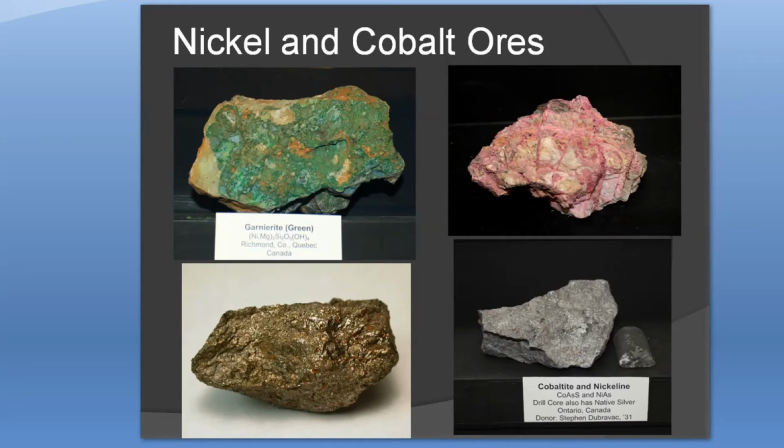And then on the right are cobalt ores. The upper right is a pink-colored ore of cobalt that comes from Nevada. And then on the lower right is a metallic sulfide type ore, and this comes from Canada.